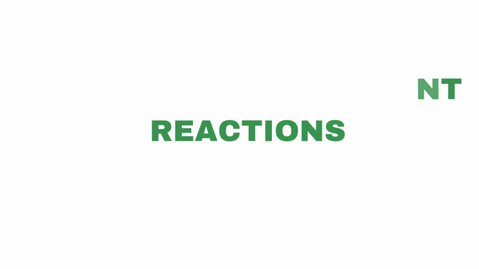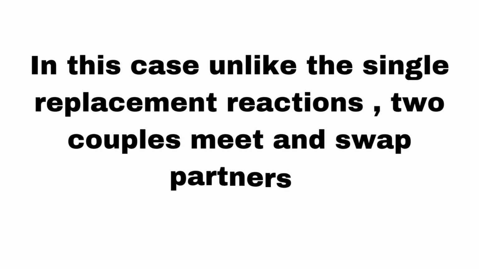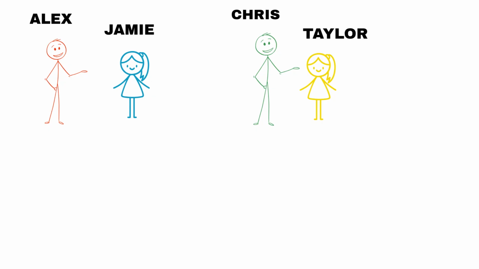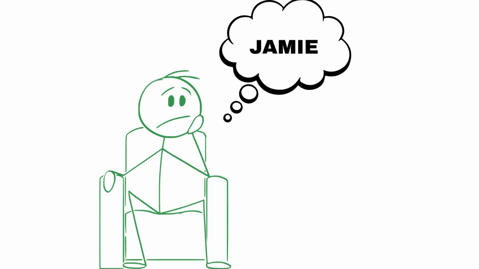Next, we move on to the double replacement reaction. In this case, unlike the single replacement reactions, 2 couples meet and swap partners. Picture 2 couples in the same friend group. Alex is dating Jamie, AB. Chris is dating Taylor, CD. Everything is stable at first, but over time, they all hang out more, and something unexpected happens. Alex realizes they connect better with Taylor, and Chris realizes they connect better with Jamie.